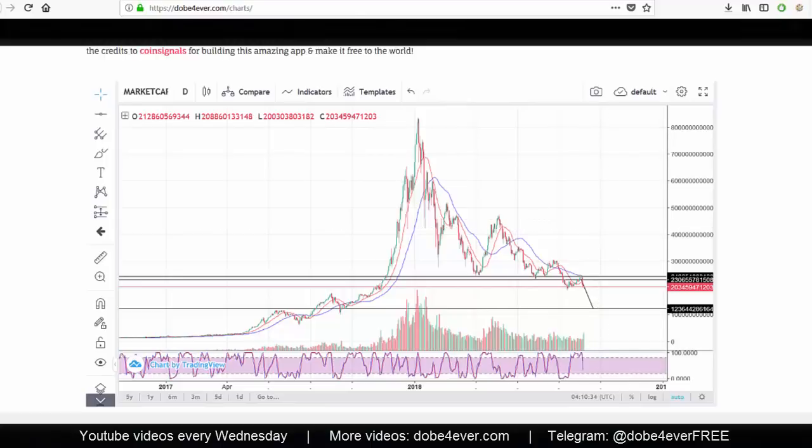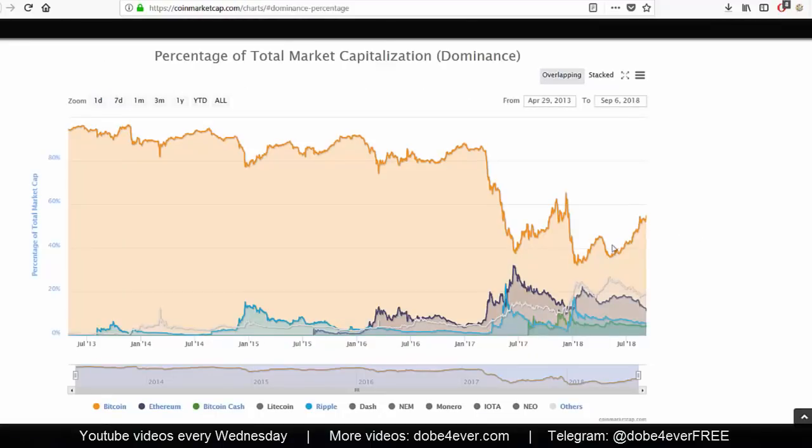Now the dominance charts we have here. I have been saying for a long time that around 50% would be top for BTC, and BTC could start to correct at this level and altcoins start to outperform Bitcoin. However, because it took so long here, it's been at 50% for quite some time now.